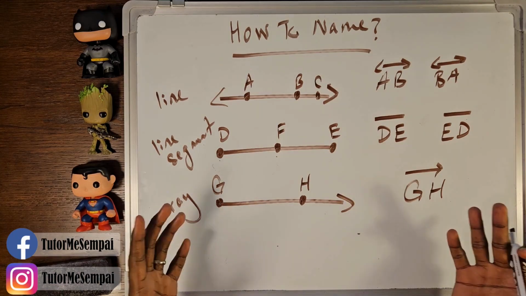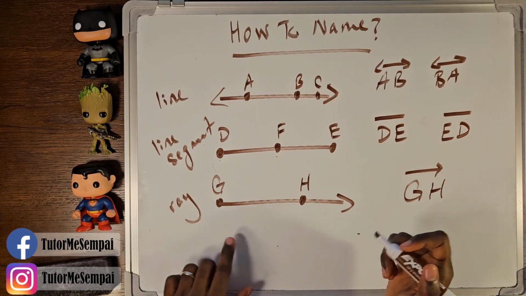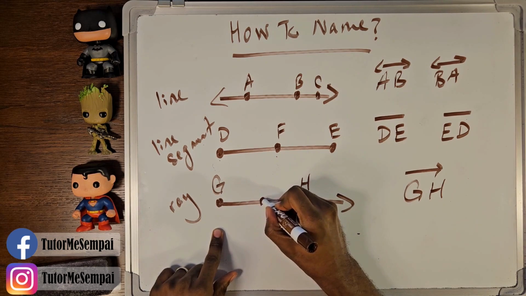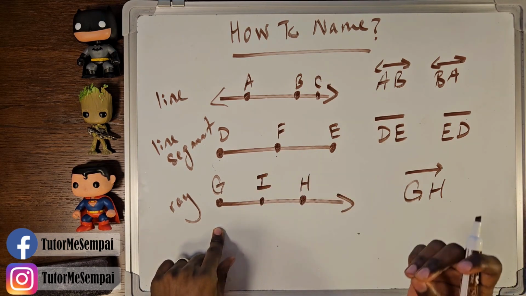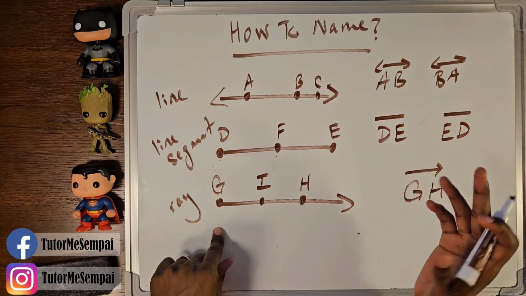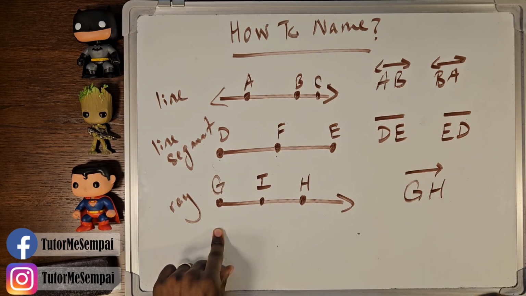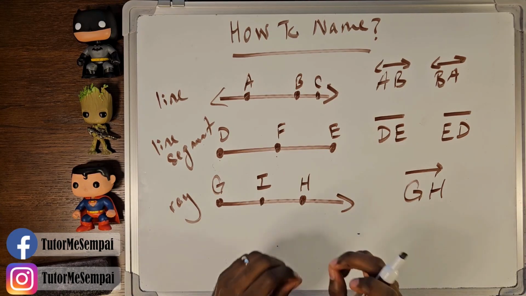Now, what happens if you have more than 3 points? So let's say we have an I. Well, this is going to be pretty similar to your line. However, you're still going to have to start where? Wherever your ray begins.